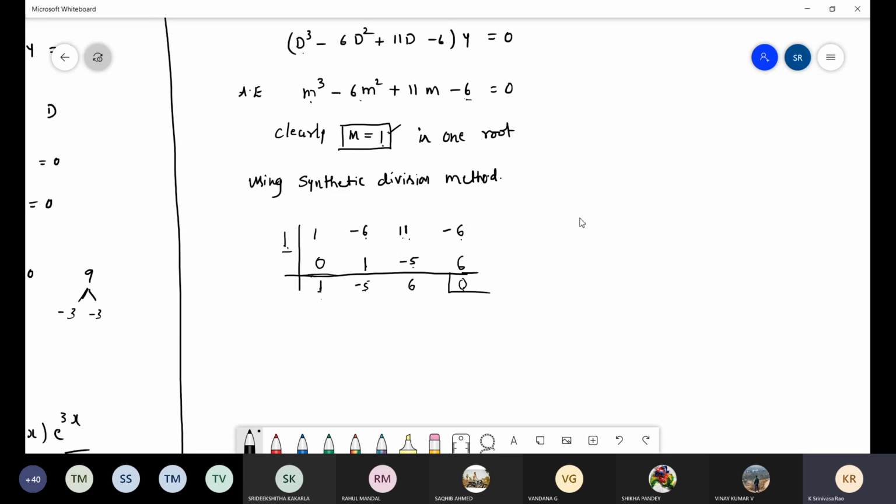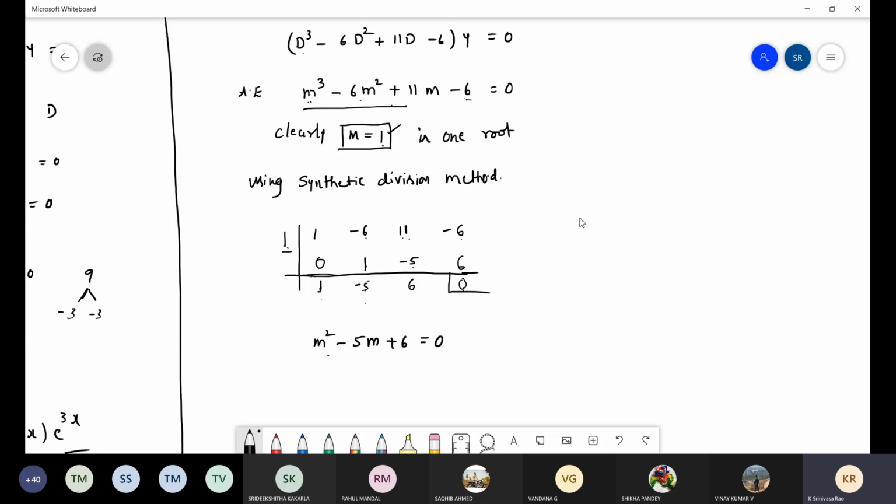Now, whatever three numbers we got are the coefficients: 1 into m square minus 5 into m plus 6 equal to 0. This is the quadratic equation. That one there is no need to write here. Whatever the cubic equation, it reduces to a quadratic equation. This is called the synthetic division method.